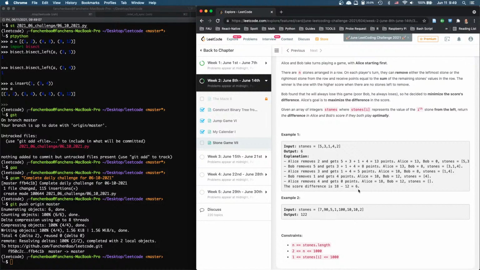So let's say if Alice removes 5, right? Then she gets what? 10. Then she gets 10 points, right? And then the 5 is removed. And for Bob, Bob can remove 3 or remove 2. Let's say he said, I want to remove 3. So Bob will get 7.